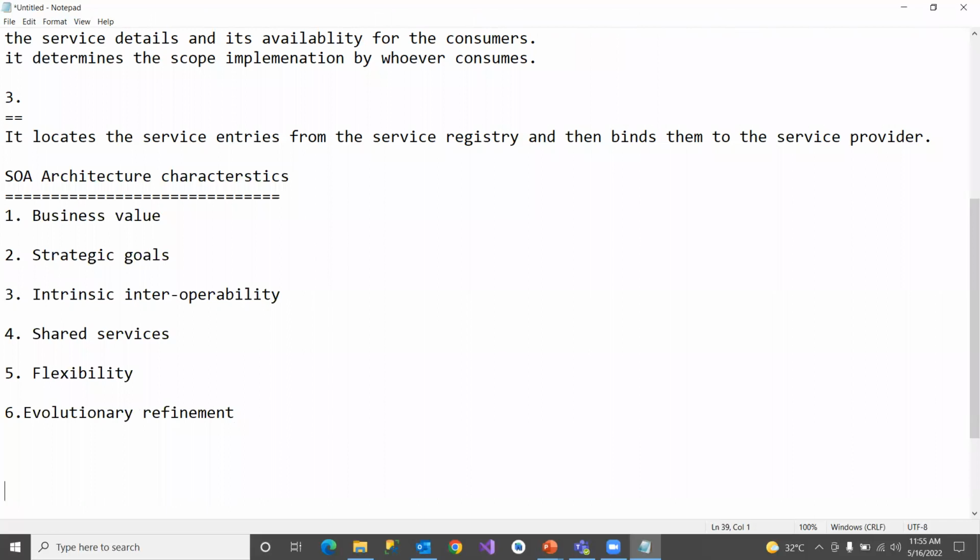So these are the six characteristics of any service-oriented architecture: business value, strategic goals, intrinsic interoperability, shared services, flexibility, and evolutionary refinement.